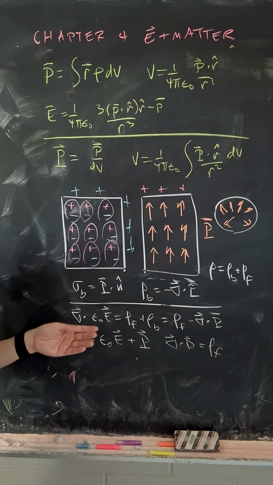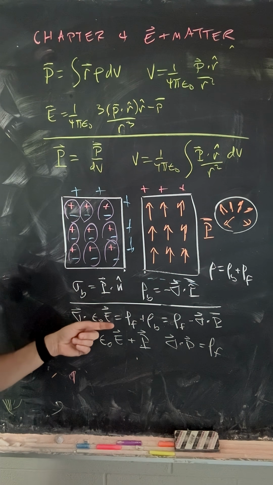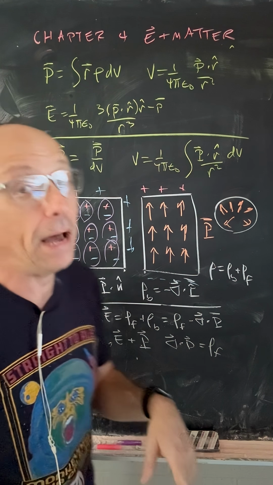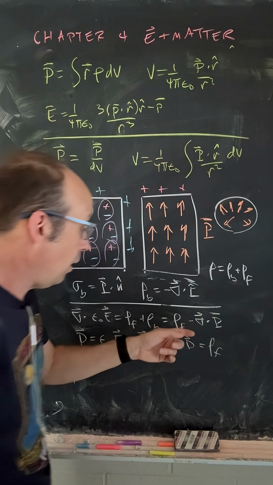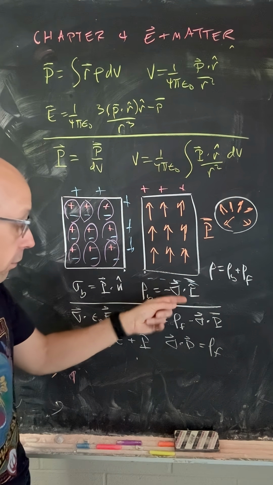Now it all comes down to this. So this is Gauss's law. Gauss's law says that the divergence of epsilon naught times E, I moved the epsilon to the other side, is the sum of the bound and the free charge density. It's the same as Gauss's law, I just wrote it differently. And then we can replace the bound charge density with the negative divergence of the polarization.